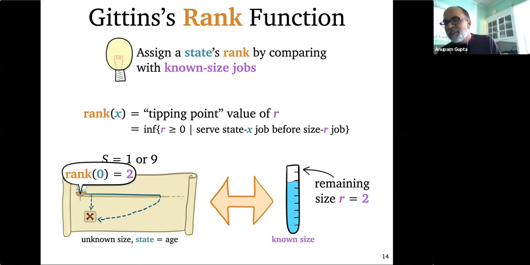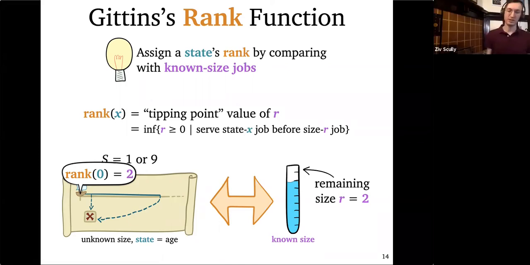Could you step us through why exactly the rank is 2? It's a simple calculation, but it might help. Good question. So the question is, why in this example is the rank 2?